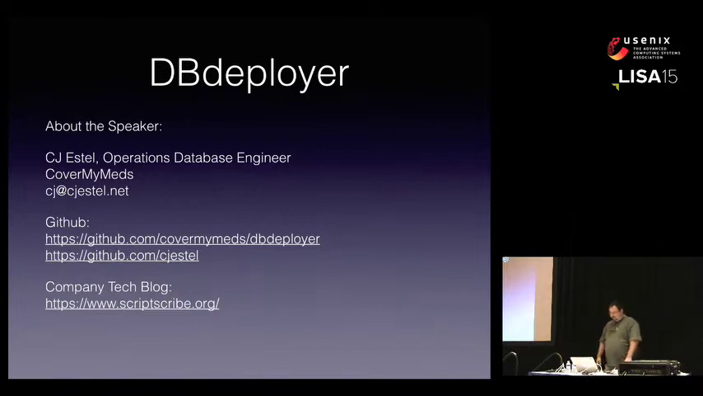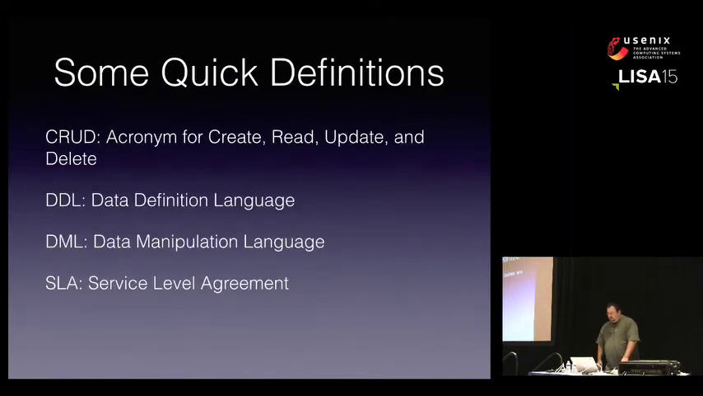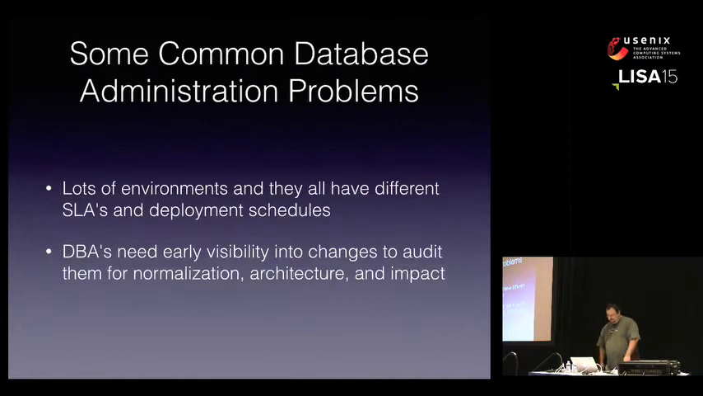I'm going to give a couple of quick definitions. I think a lot of people will probably already know what these are, but I'm going to be using them and don't want people to be lost. So in the database realm, we talk about CRUD apps: create, read, update, and delete. There's DDL, which is data definition language. That's basically standing up the structure of the database. And then there's data manipulation language, which is basically altering things inside of that structure. And then I think everybody's familiar with service level agreement.